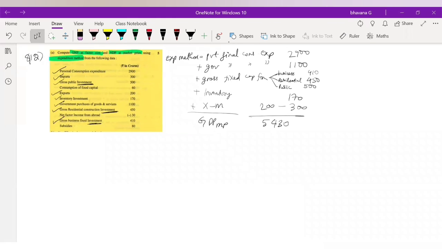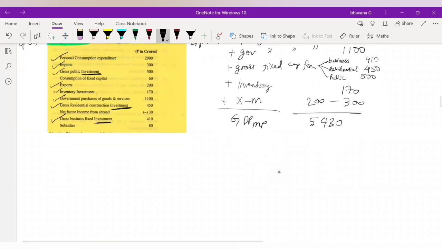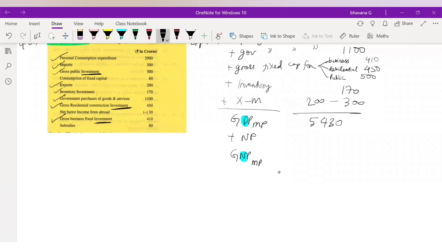5430 you will get. So now, here using the expenditure method, we have found that. The next thing you have to find out, as asked in the question, is your GNP at FC. So how are you going to find GNP at FC? First we'll find GNP at MP itself. GNP MP will be nothing but here domestic, you have to transform it into national. For transforming domestic into national, I told you you have to add NFIA.